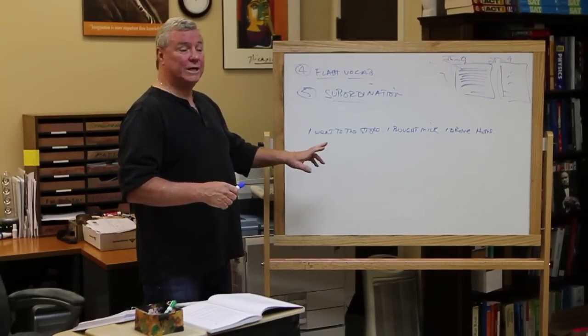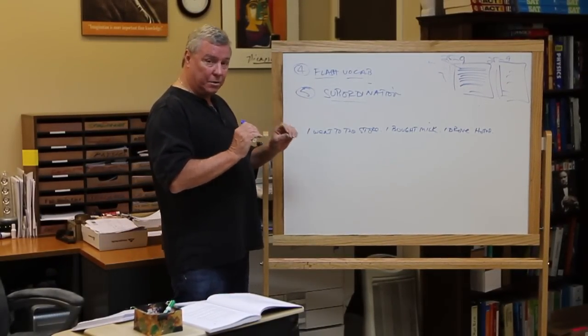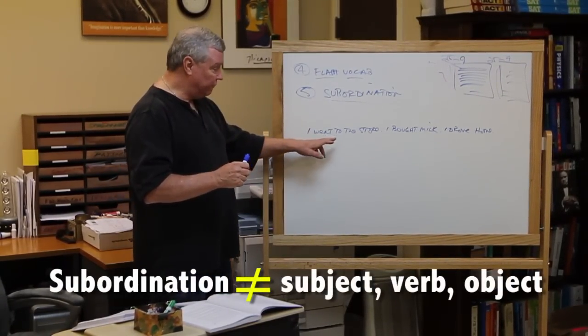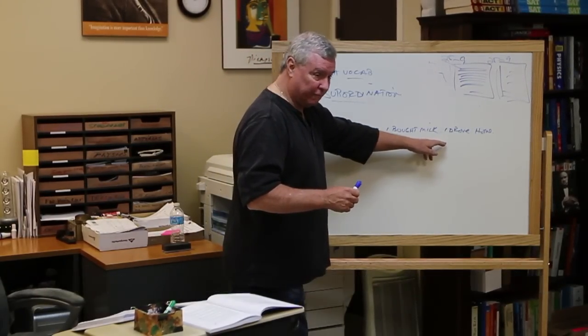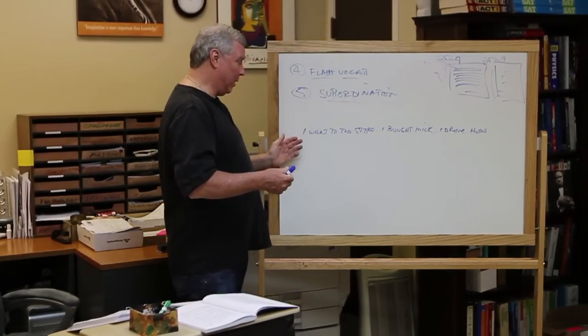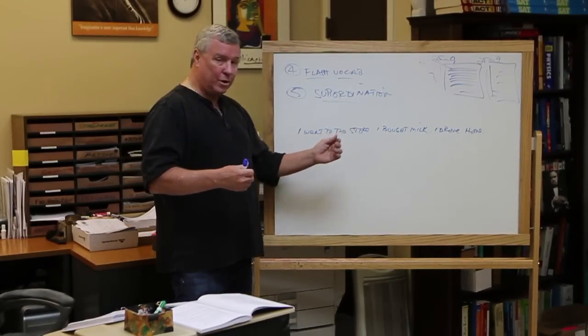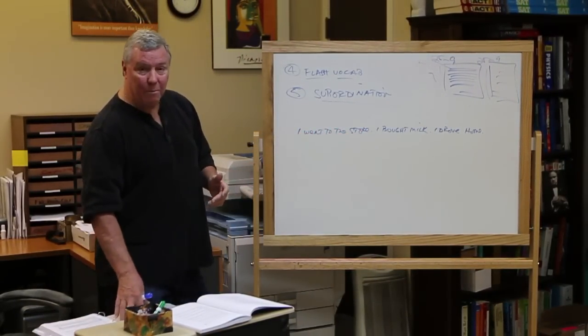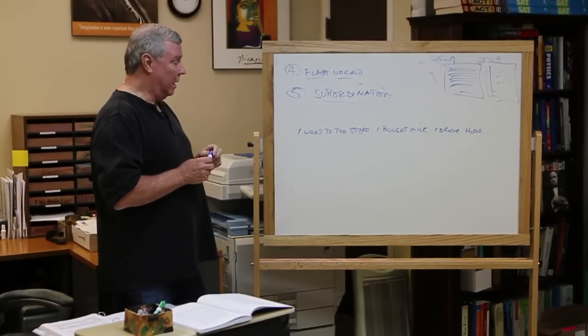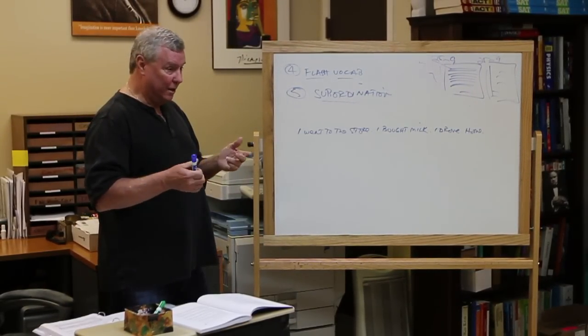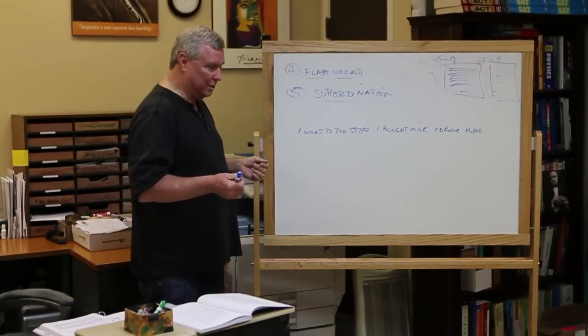Here's what subordination is not. It's staccato sentence structure that just goes subject, verb, object. Subject, verb, object. Subject, verb, boring. For example, I went to the store, I bought milk, I drove home. Not much variety going on there. It's very straightforward and soporific, which is to say sleep-inducing, an SAT word. The readers are going to go to sleep and your score will plummet.